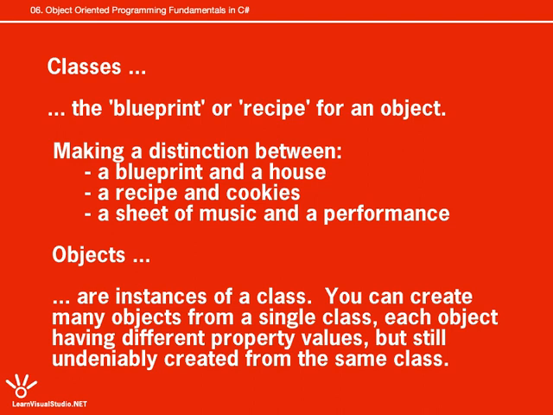A class is the blueprint. An object is an instance of that blueprint. You can create several instances of a class. Each instance is undeniably created from the class's instructions. Each object instance can have different properties, but they're all still from the same class.